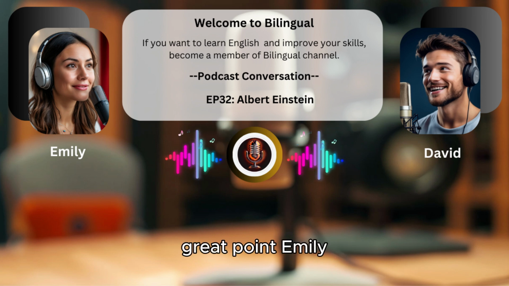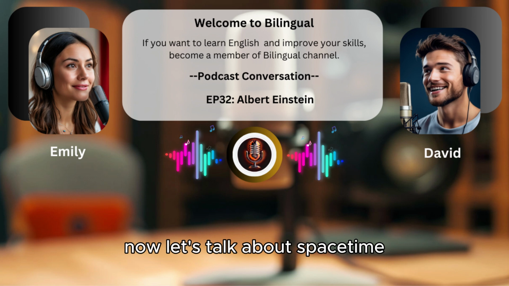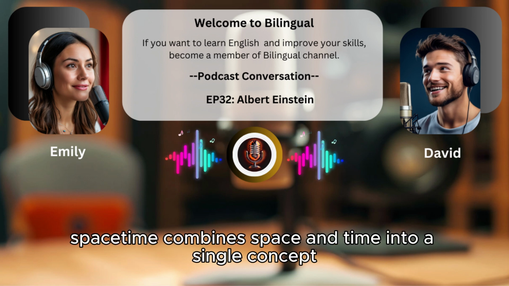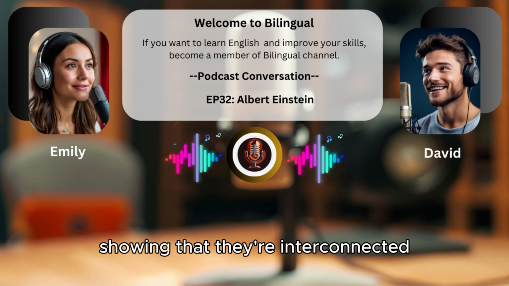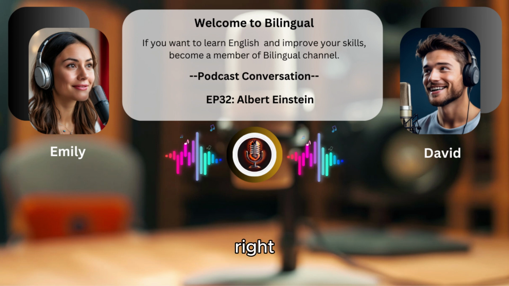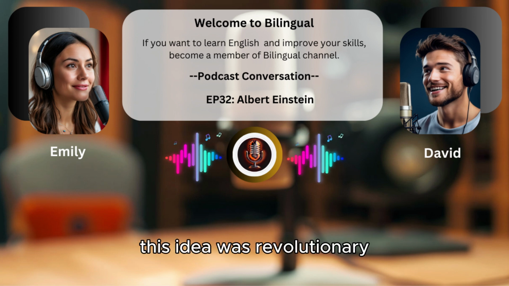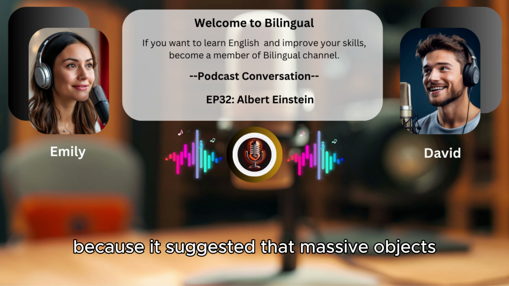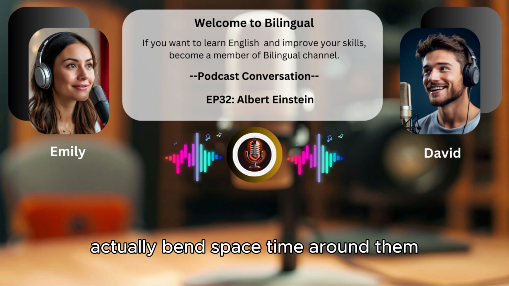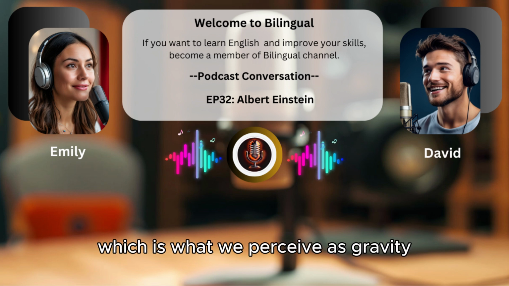Great point, Emily. Now let's talk about spacetime. In Einstein's work, spacetime combines space and time into a single concept, showing that they're interconnected and that gravity can curve this fabric of spacetime. Right. This idea was revolutionary because it suggested that massive objects, like stars and planets, actually bend spacetime around them, which is what we perceive as gravity.